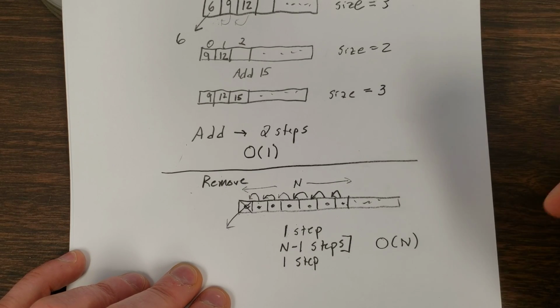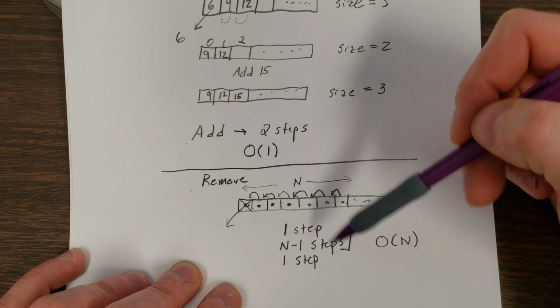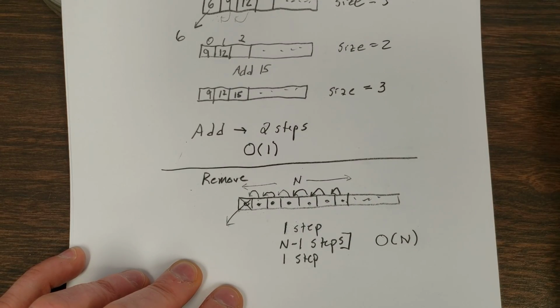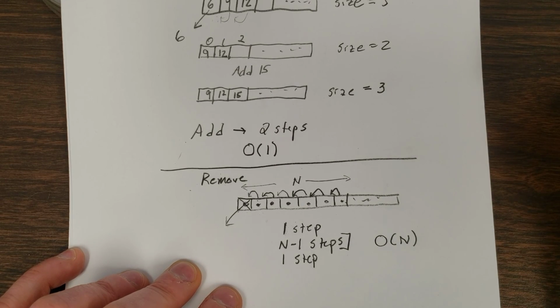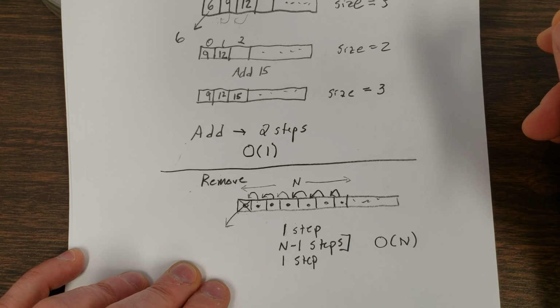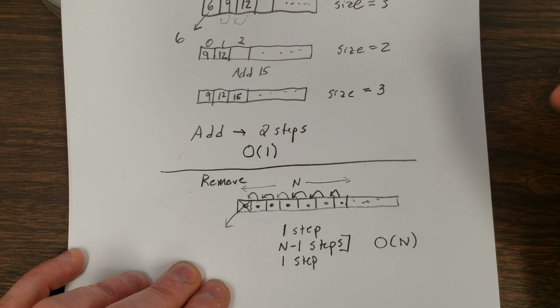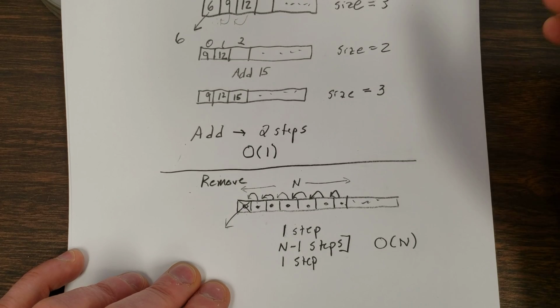Now, later on, we're going to talk about an algorithm that allows both of these to be constant steps, but that algorithm is a little bit more involved, and so we'll talk about it at a later time. So next, what we'll do is we'll go over the implementation of this in code form by typing along and compiling.